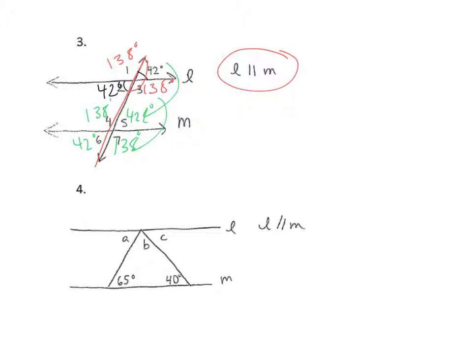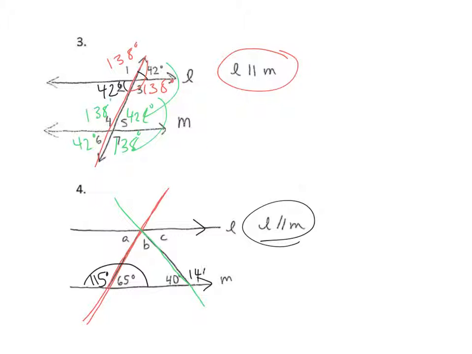Number 4, we're given two parallel lines because of this. Now I'm going to make it easier to see. I'll call this one the red transversal and this one the green transversal. I know that this has to be a linear pair, so this is 115. This has to be a linear pair, so this is 140.